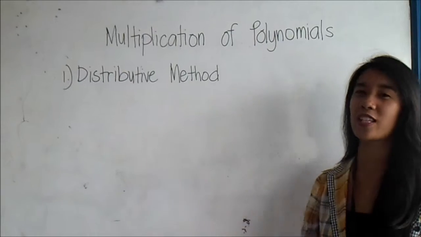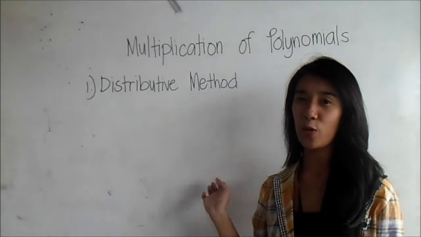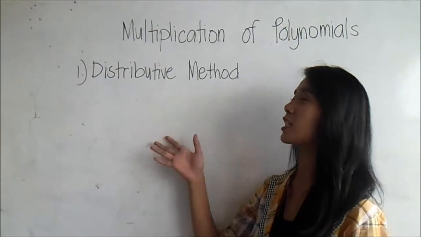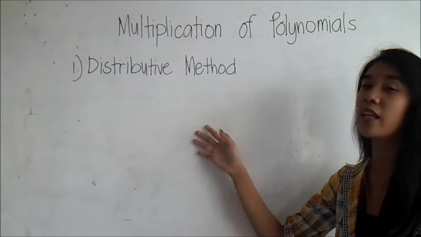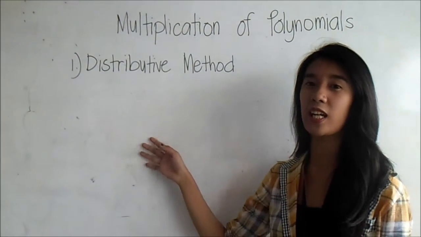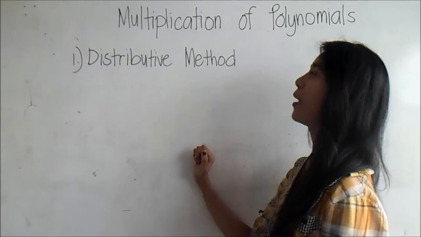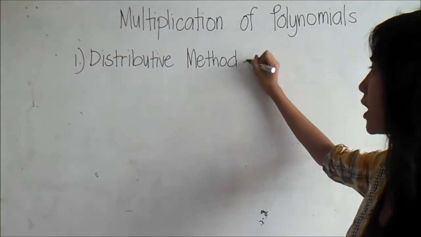And we are going to tackle the multiplication of polynomials. By the way, there are three methods of multiplication of polynomials. The first one is the distributive method, the second is the vertical line method, and the third is the box or lattice method. And my topic is the distributive method.